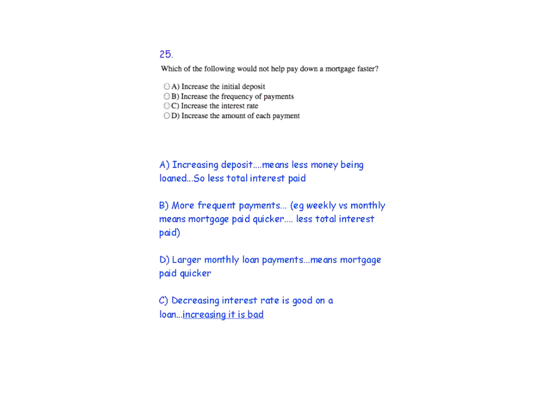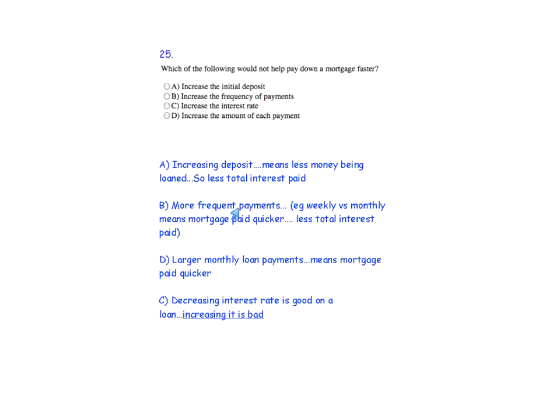So we'll look at possibility A. If we increase the deposit, so the deposit you put down in the beginning, is that going to help us pay down a mortgage faster? Increasing the deposit means less money is being loaned, so less total interest is going to be paid. So is that going to help us pay down the mortgage faster?